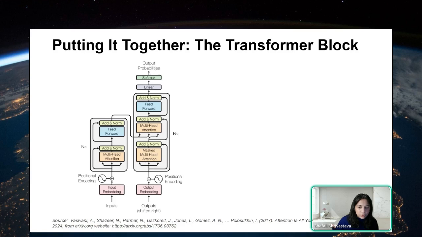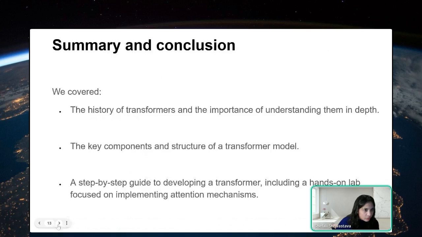But yeah, putting it all together, this is what your transformer looks like. We did focus heavily on the self-attention part of it, and the encoding and embedding part of it, but we haven't gone into depth on feed-forward layers, encoder, decoder, add norm, and residual connections, all very important components of the transformer. I'm going to go to the last slide now, which is the summary and conclusion.